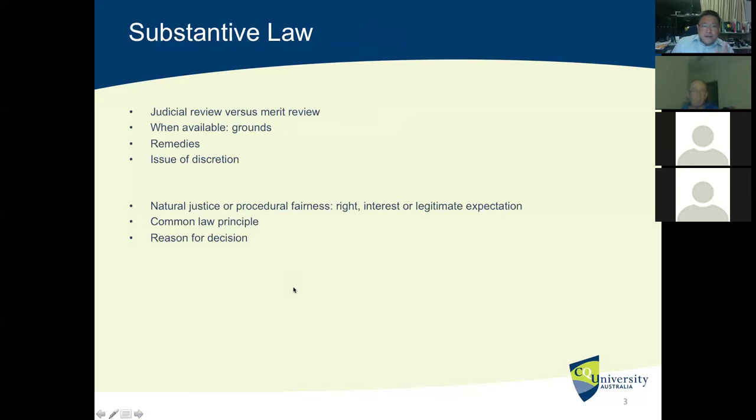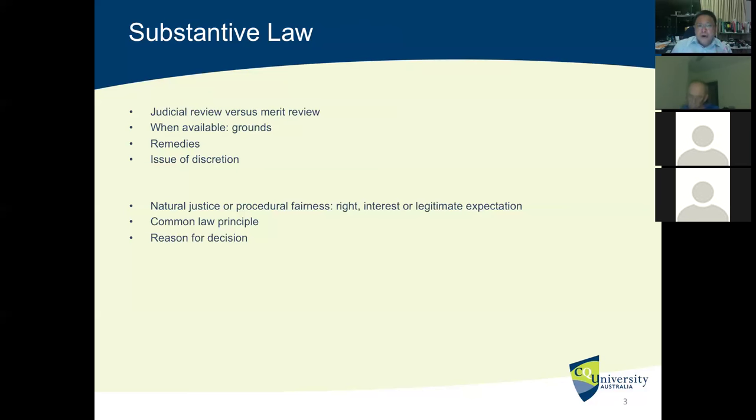Now, these are the substantive aspects that will come out in the final assessment. Obviously, it's always about whether it's judicial review or merit review that is appropriate. Okay, now let's begin by looking at the minimum distinctions.